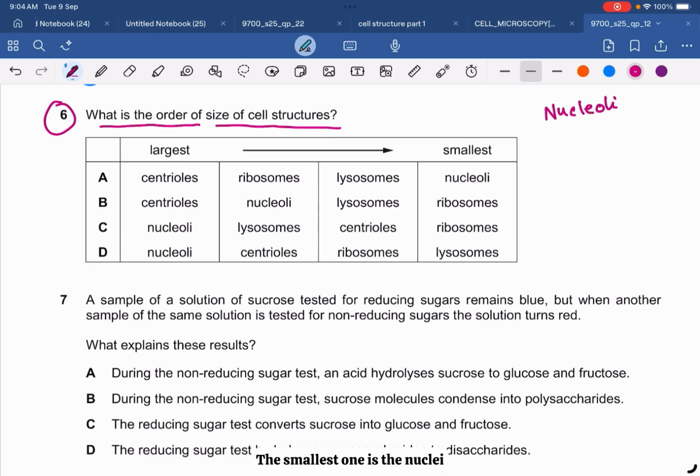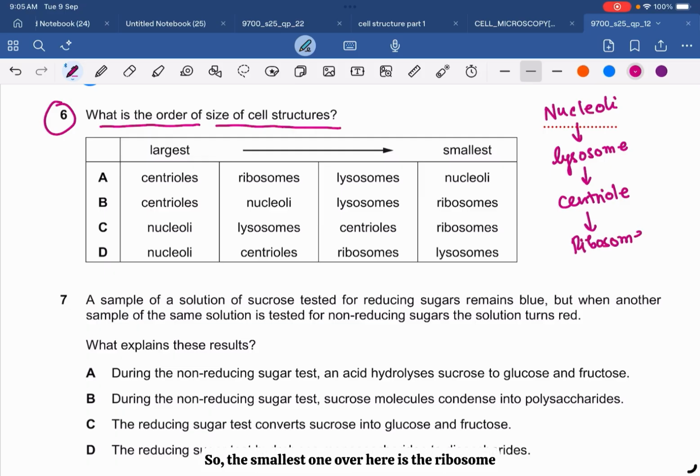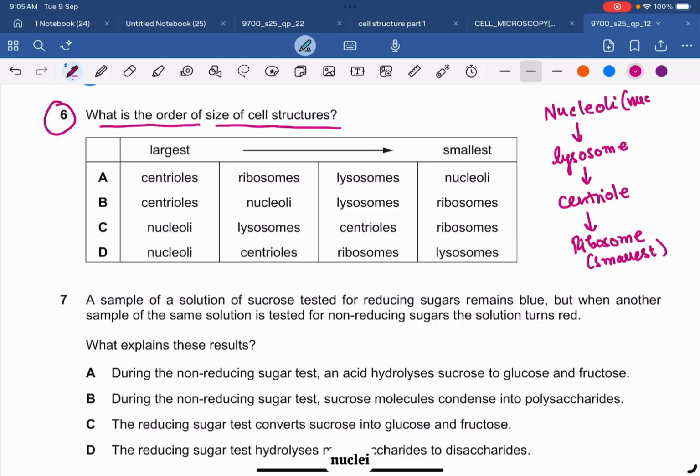The smallest one is the nucleoli, and then there comes the lysosome, then the centriole, and then the ribosome. So the smallest one over here is the ribosome and the largest one is the nucleoli.